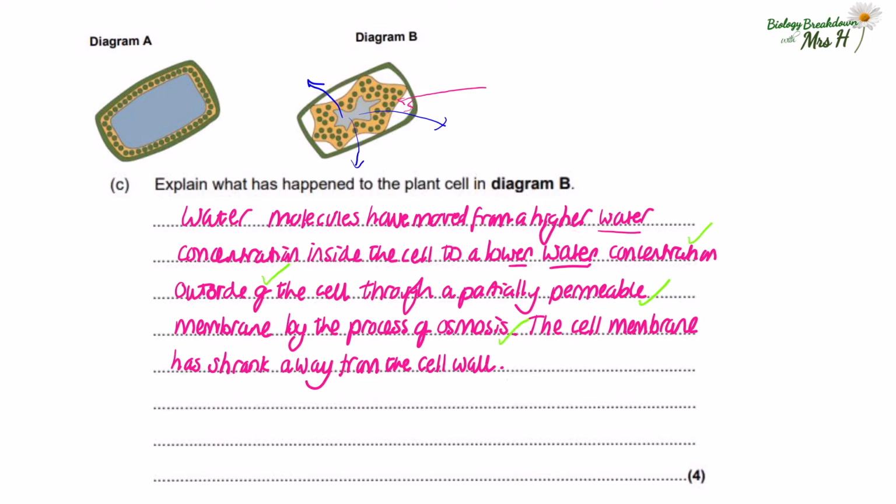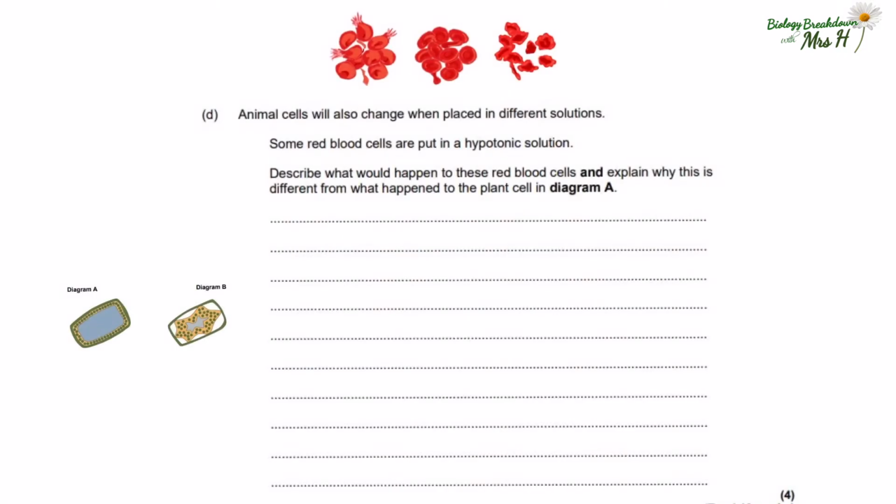Animal cells will also change when placed in different solutions. Some red blood cells are put in a hypotonic solution. Describe what would happen to these red blood cells and explain why this is different from what happened to the plant cell in diagram A. A hypotonic solution, as we've already worked out, this means there's a higher water concentration outside of the cells. So look at the picture that I've added.